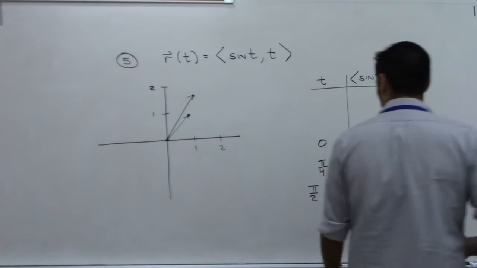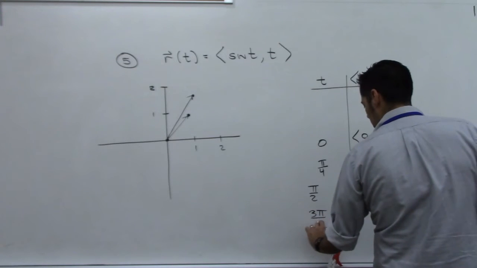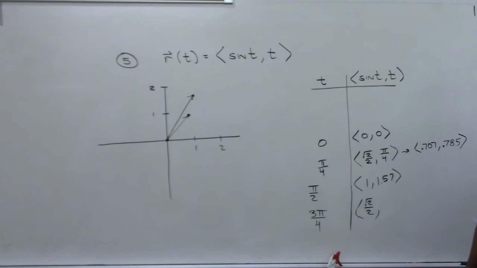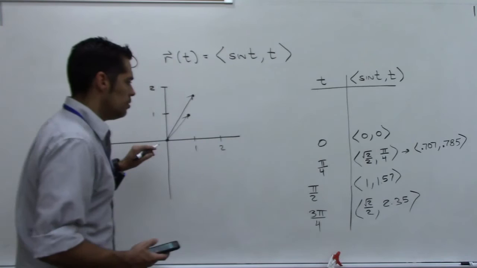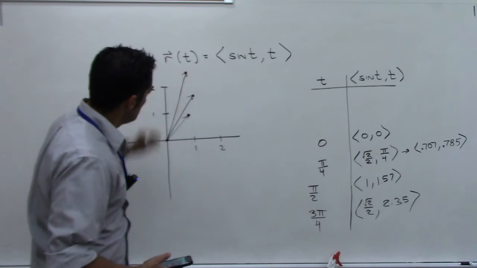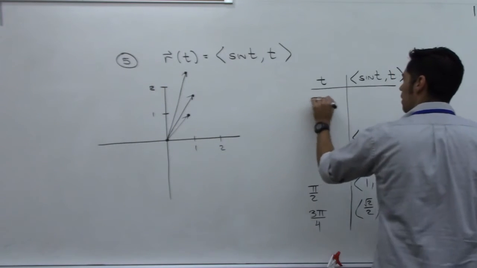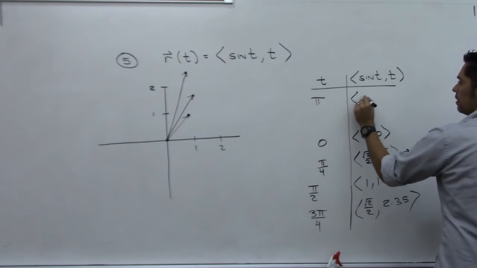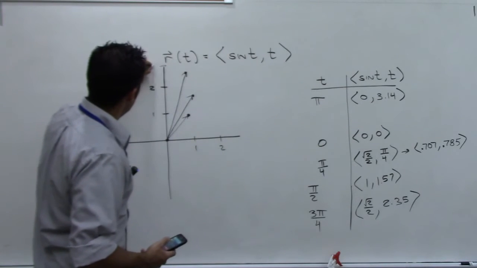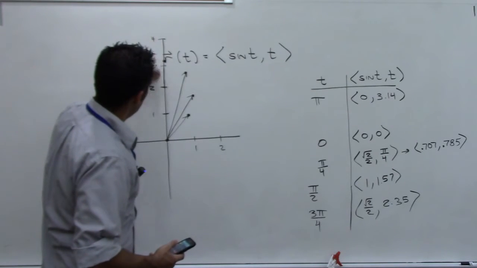And then let's do 3 pi over 4. So sine of 3 pi over 4 is still root 2 over 2. And 3 pi over 4 is 2.35, something like that. So I'm at root 2 over 2, which is 0.707. So it's here, but now I'm up 2.3, so I'm about right here now. Okay, and then I keep going. Let me go to pi. So if I'm at pi, sine of pi is going to be 0, and then pi is approximately 3.14. So now I'm at 0 and then 3.14. So here's 3, here's 4. So 3.14, I'm about right there. So the vector goes straight up to here.